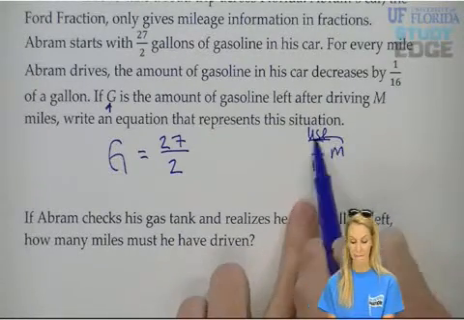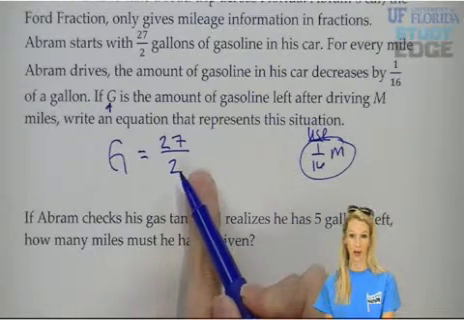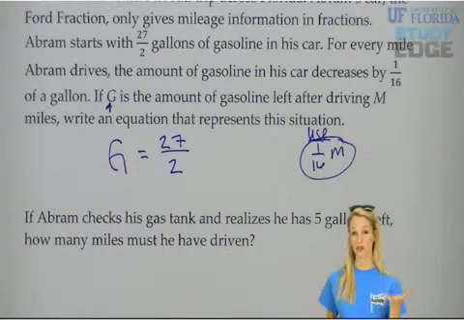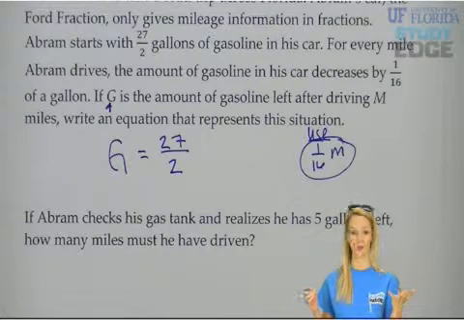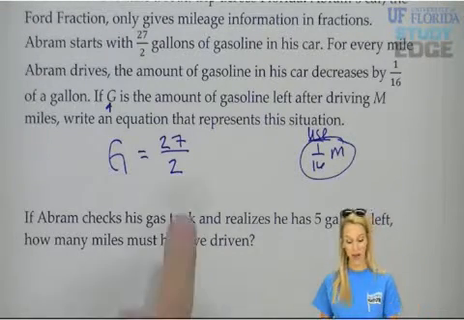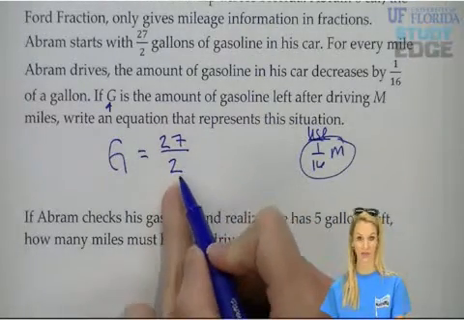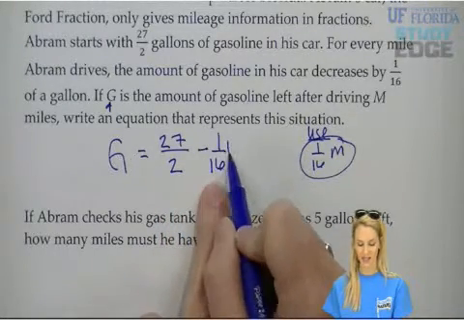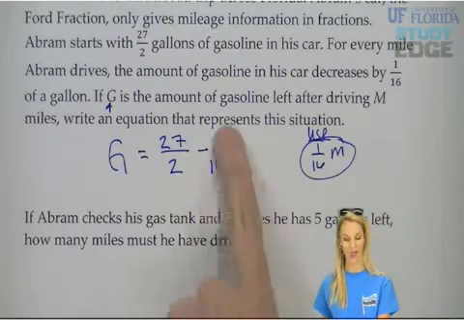Now, is that amount of gas that you're using adding to the amount of gas in your tank, or is it taking away from the amount of gas in your tank? Well, you start with 27 over 2 gallons. You're starting with a certain amount of gas. Drive a mile, do you have more or less gas than what you started with? Right, when you drive, you're using up gas. You're taking away from the gas that you had. So the amount of gas that you're going to have in your tank, you're starting with 27 over 2 gallons. But as you drive, you're taking away 1/16 gallon per mile that you drive. We're subtracting off this amount of gas.